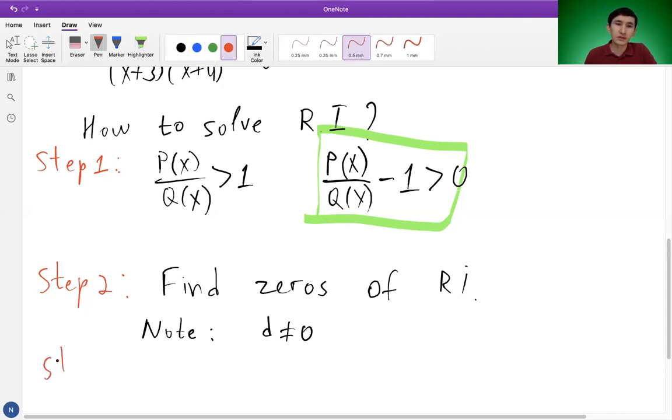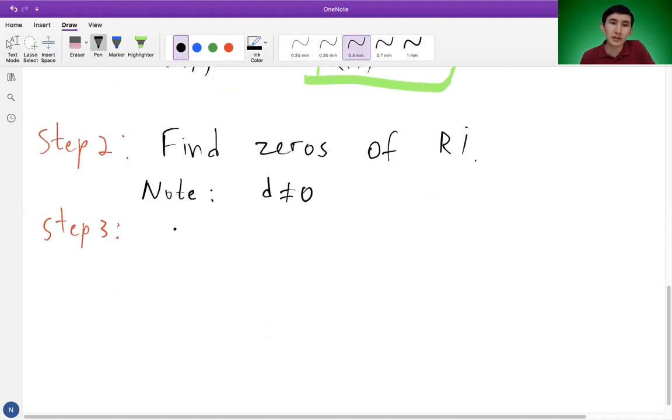And step 3. After finding the sign of the coefficient of the leading part, you may construct a sign chart. After a few minutes, we'll solve an example, and there I will show you how to do it. So let's look at the example.